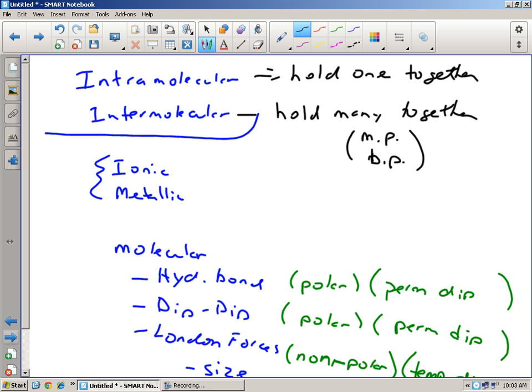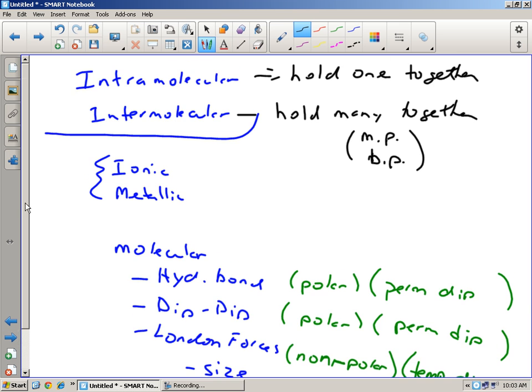Melting points and boiling points, for example, are a result of intermolecular forces. Remember, we have to break intermolecular forces to melt or boil substances. So when we talk about that, we're talking about intermolecular, melting points, boiling points. The intra, what holds one molecule together. Inter, what holds many molecules together.